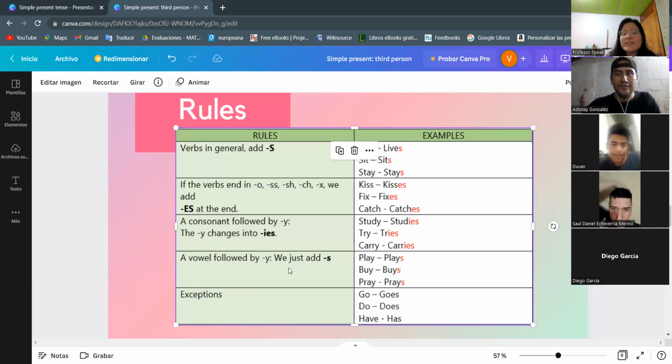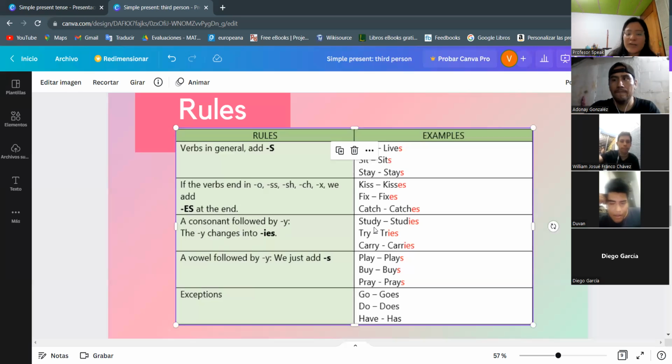Good. The difference between this one and this one: the Y goes after a consonant. So here, study. Guys, is D a consonant? Yes, correct. So we have consonant plus Y. Then we change the Y into IES. For play, do you see a vowel or a consonant? A vowel, good. So you just add the letter S. As easy as that. Vowels are the same vowels that we use in Spanish.